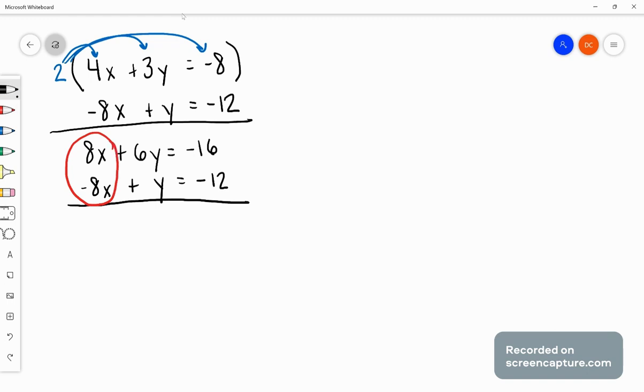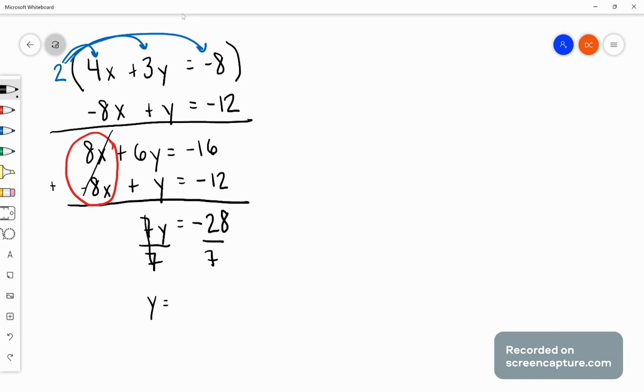Now, again, these, 8x and negative 8x, they eliminate, okay? So now I'm just going to add these. 6y plus y is 7y. And negative 16 plus a negative 12 is going to give you a negative 28. Okay, right. They're both negatives. We're adding, so we add the numbers and we keep the negative sign. Now you're going to divide by 7 on both sides to get that y all by itself.